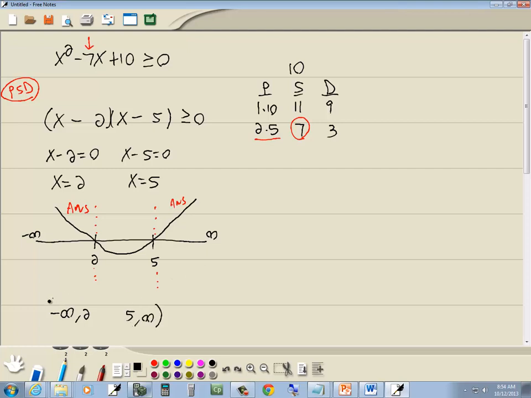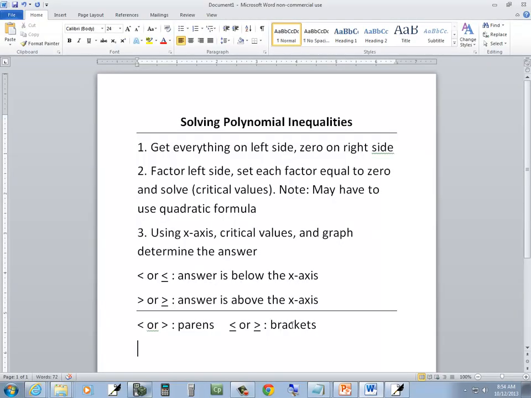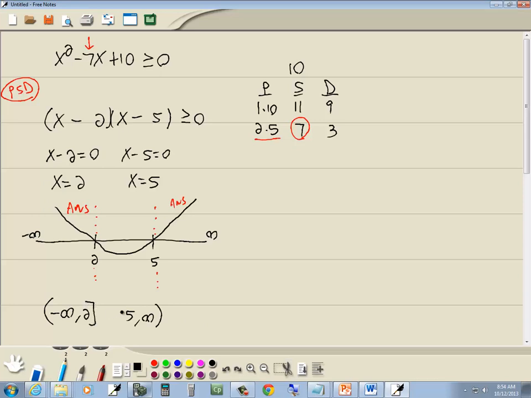Now infinities always have parentheses on them. Greater than or equal to tells us to use brackets. So if we're bracket on 2, bracket on the 5, then you put a union symbol in between them. And that would be our answer.